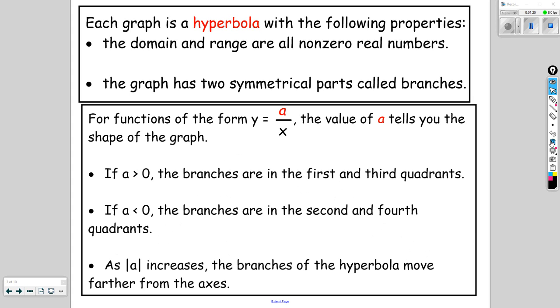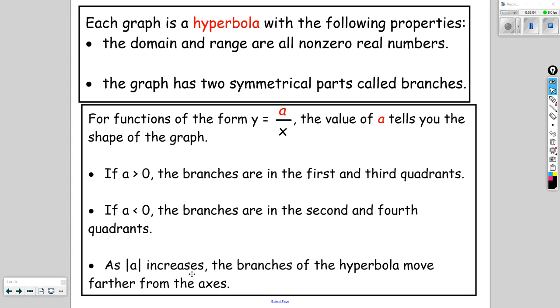All right, each graph is a hyperbola with the following properties. The domain and range are all non-zero real numbers. The graph has two symmetrical parts called branches. So each one of those parts of the graph is a branch. And for functions of the form y equals a over x, the value a tells you the shape of the graph. So if a is greater than 0, aka it's positive, like in that first example, the graph exists in the first and third quadrants. If a is less than 0, aka negative, the branches are in the second and fourth quadrants.